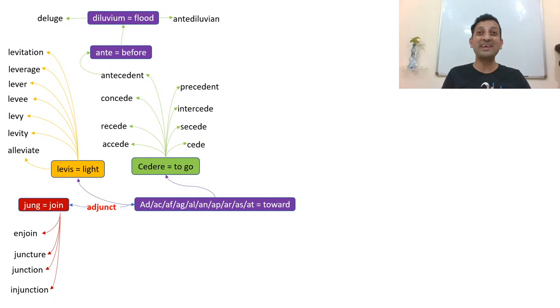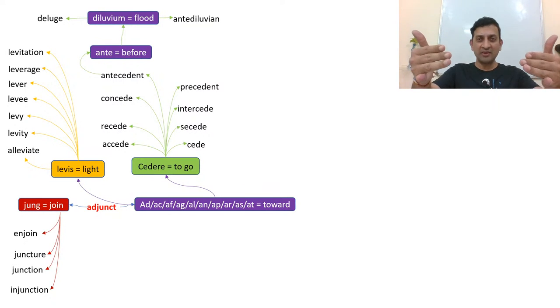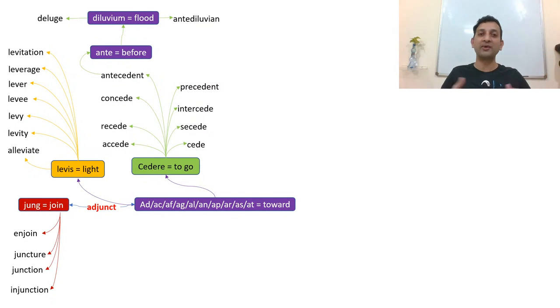Third child root, cedir, which means to go. Simple word, seed. When you give in, when you yield, because you didn't have the power to hold on to it, you have to let it go. Accede is when you accept somebody's request, or when you give in to somebody's request, but then you have the power to say yes or no. Recede: flood waters recede, they go back. Secede: a small part of a territory secedes from a bigger country. It separates, it goes away, goes apart.